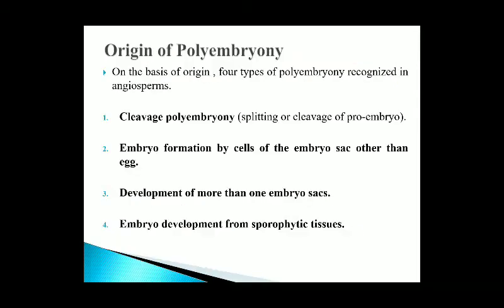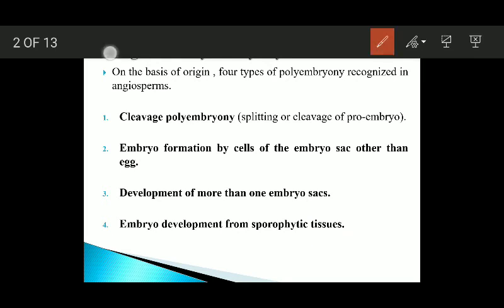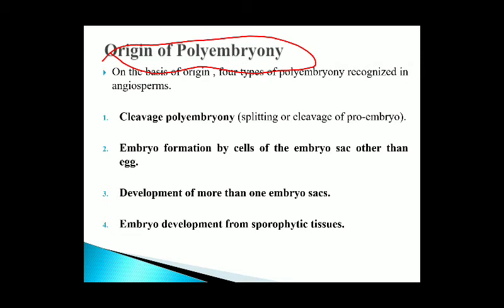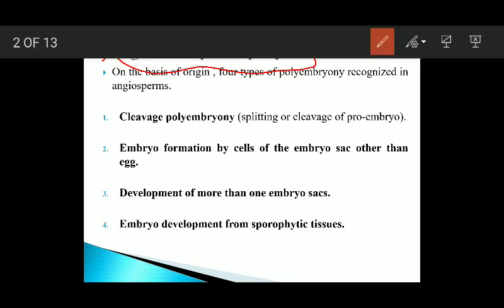Now the origin of polyembryony. How polyembryony originates? On the basis of origin, four types of polyembryony are recognized in angiosperms. The first one is cleavage polyembryony. Cleavage polyembryony में क्या होता है? Splitting or cleavage of proembryo takes place.